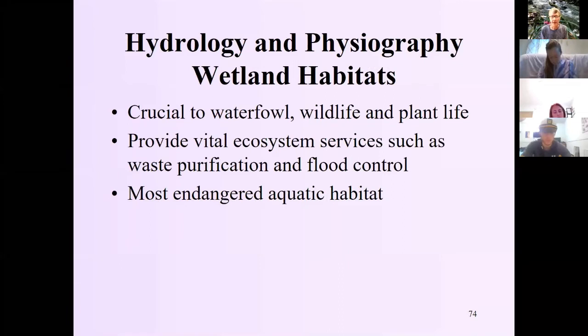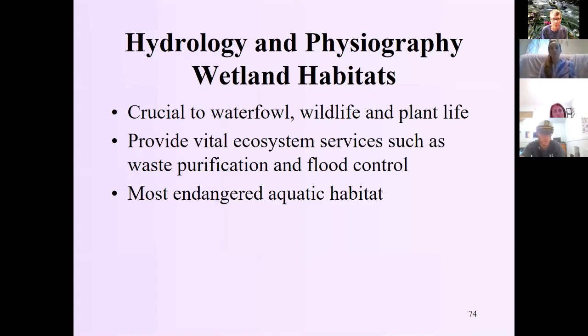Now we're in chapter 5, and we're talking about the hydrology and physiography of wetland habitats. Physiography is an old term, but it is a nice one because it captures what we're doing here. It talks about the geography, and it talks about the physical nature, the geology of how these systems form and persist. Wetlands are crucial to waterfowl, wildlife, and plant life. There's a lot of biodiversity that's associated with it.